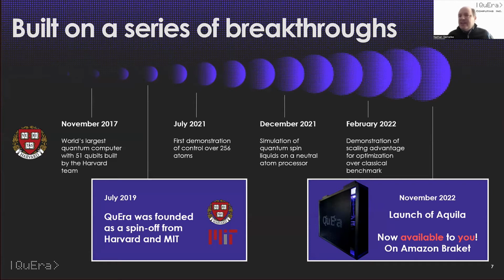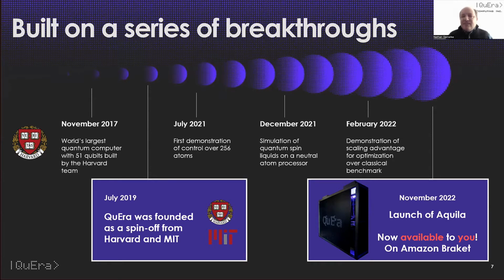Actually, it's built off of a series of academic breakthroughs that started in the Harvard laboratories that QuEra spun out of. So if you go back to November of 2017, actually, you'll see one of the largest quantum computers at the time, built out of 51 qubits, sitting in the Harvard laboratory. So that was kind of the impetus and the inspiration for founding QuEra Computing. So we spun that off in July of 2019.